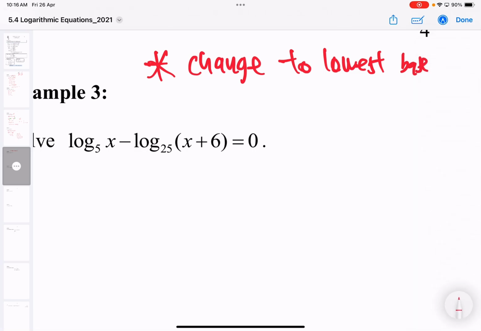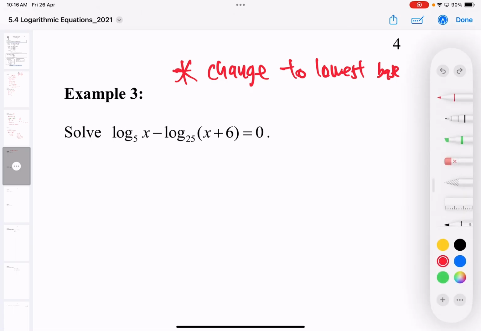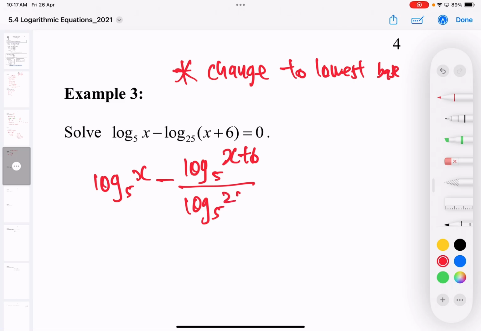99.99999% of the time, you always change to the lowest base. So here, let us think, what is the lowest base? Obviously it's 5. So how do I change everything to base 5? I have 5x, okay, fine. Now, log 25. If I want to change the base to 5, remember I have to write this first. This tells me that I'm going to do a change of base to 5. Change of base will always be a quotient. Then what do I put on the top? Just this number over here, so it's going to be x plus 6. What am I going to put at the bottom? 25.